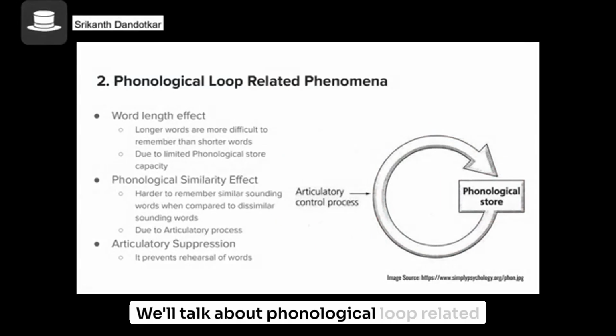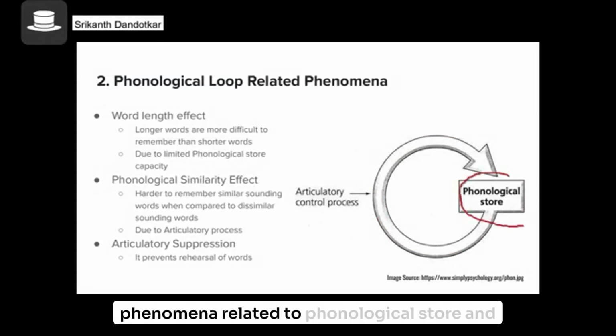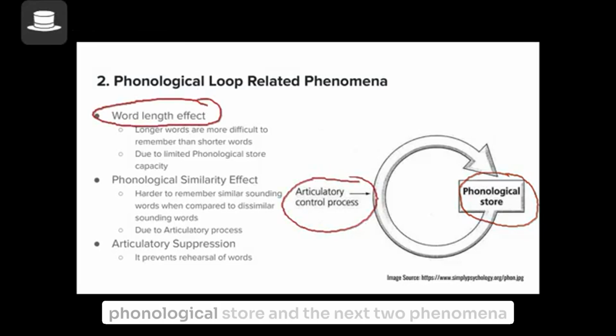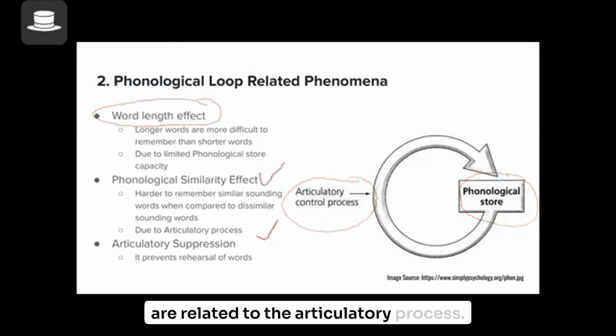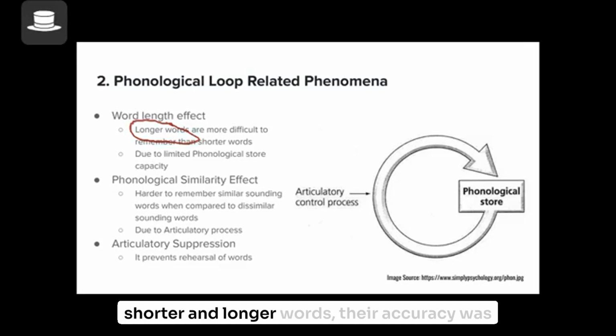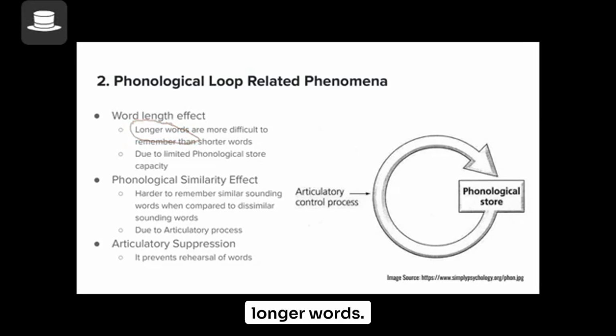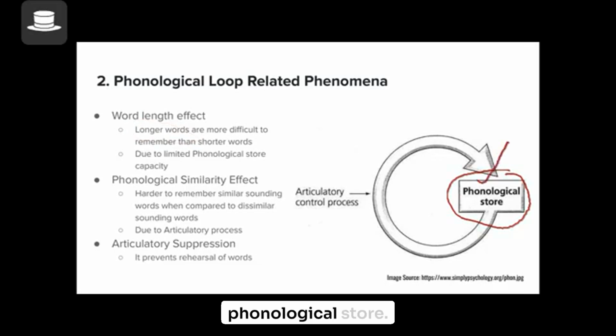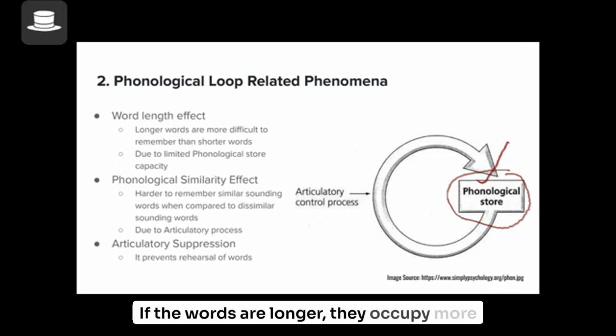Okay, we'll talk about phenomena related to the phonological loop, related to the phonological store and the articulatory process. The first phenomenon is related to the phonological store, and the next two phenomena are related to the articulatory process. The word length effect is the finding that it's harder to remember longer words than shorter words. Participants are presented with a list of shorter and longer words. Their accuracy is higher with the shorter words when compared to longer words. This is because of the phonological store. It makes sense because of the limited capacity of the phonological store. If the words are longer, they occupy more space.